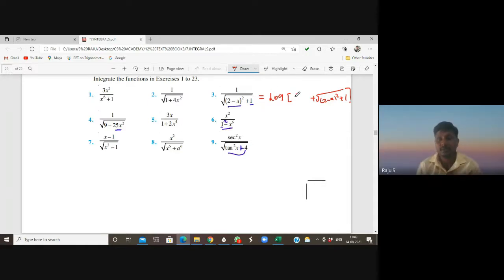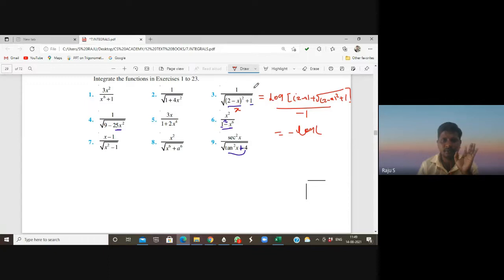If it is an MCQ question, we need not take t and all. What I'm saying is how to write the direct answer and how to identify the correct answer in MCQs. Simple, students: whatever the value is in place of x, that value you have to replace. 2 minus x, that's all. This is the answer. But all divided by the x coefficient, which is very important. What is the x coefficient here? Minus 1. So minus log of this value is the answer.